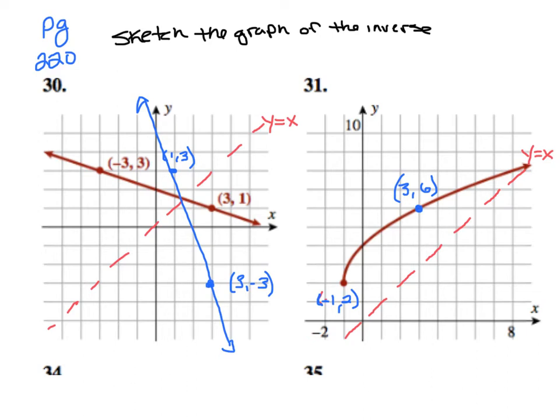So, instead of negative 1, 2, I'm going to do 2, negative 1. And instead of 3, 6, I'm going to do 6, 3. 1, 2, 3, 4, 5, 6. 1, 2, 3. And there we have it. We got two functions, and we got the inverse of each function.